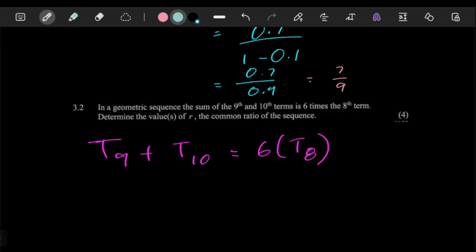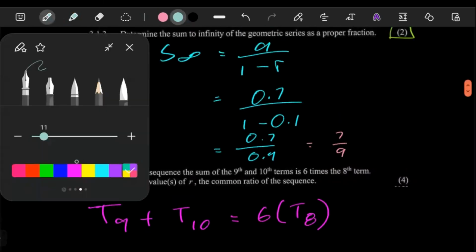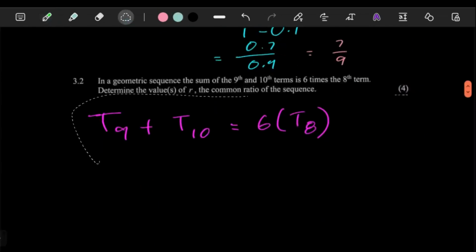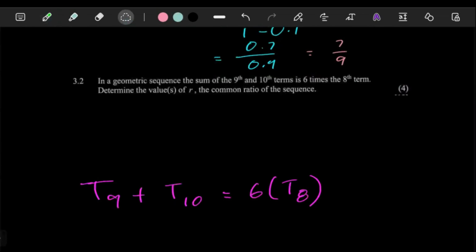So all you do now is remember any sequence, if it's geometric, what you have to know is that it looks like this. The first term is A. The second term is A times R. The third term is A times R squared.